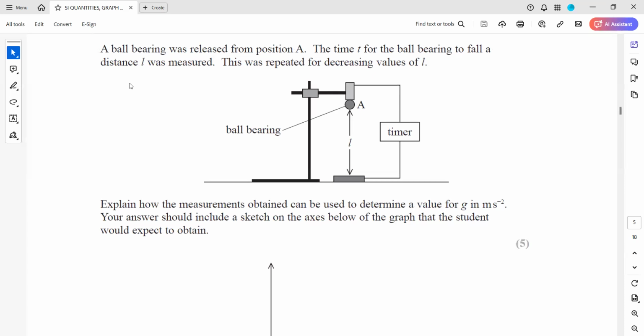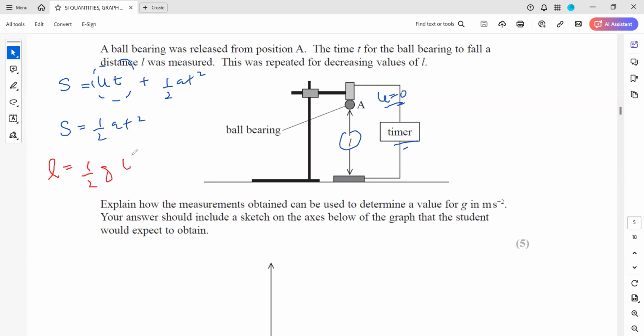Look, what is the initial velocity for a falling object? Initial velocity is 0. We are measuring a distance and a time. So if we use the equation s equals ut plus half at square, and the initial velocity is 0, this term will be 0. So s is equal to half at square. If we substitute s as the distance traveled, that will be length, so L equals half g t square.